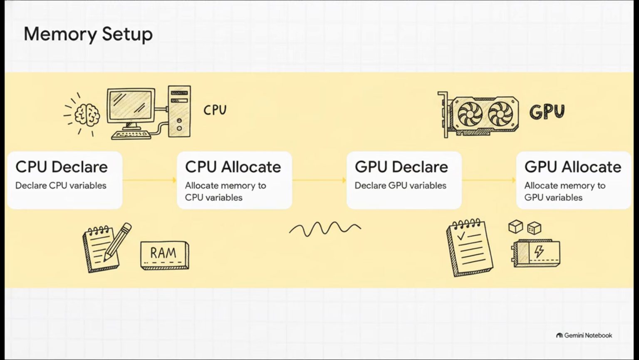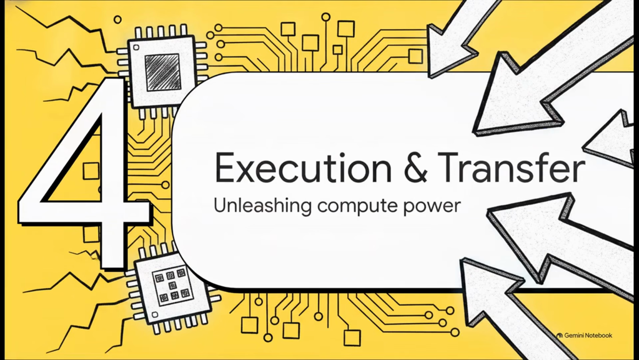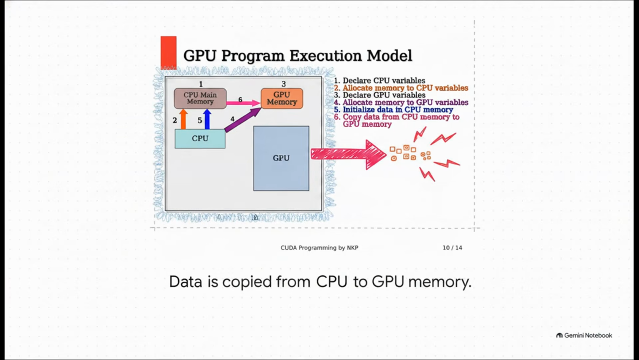We're essentially building 2 identical staging areas, one on the manager's desk and one on the worker's desk, getting everything perfectly staged for the data. Section 4. Execution and Data Transfer. It's time to unleash that compute power. This illustrates the exact moment that bridge is finally crossed.